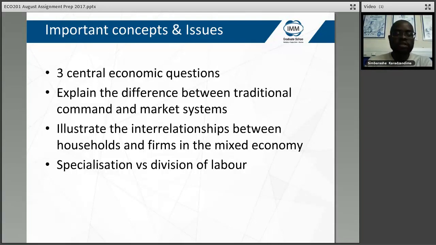When you look at these three central economic questions, you also need to look at how they are addressed in the different economic systems.